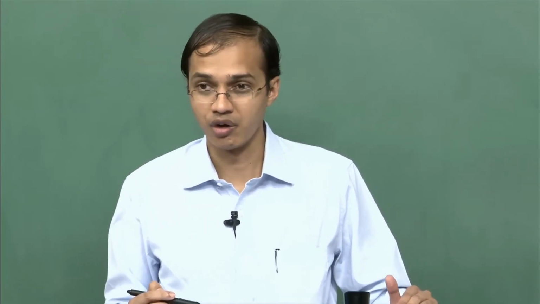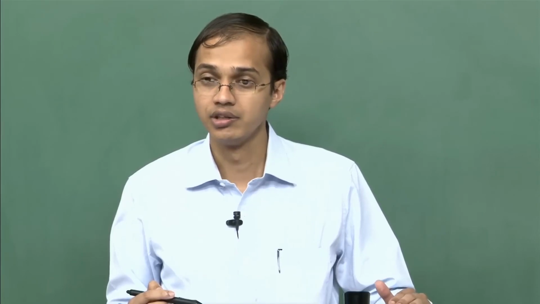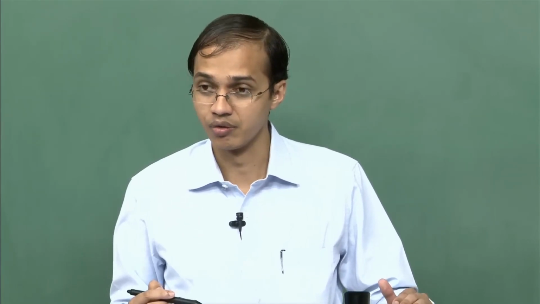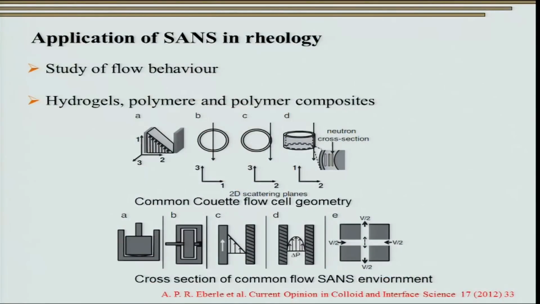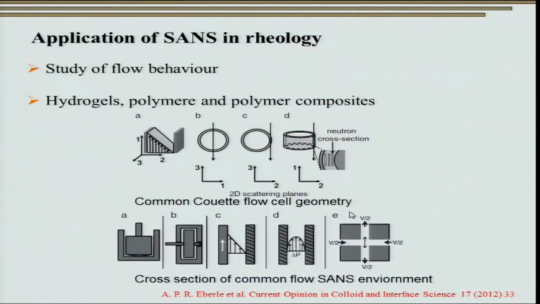So, if you remember, small angle X-ray scattering, or for that matter any X-ray scattering or diffraction experiment, is always limited by the penetration depth of X-rays. While if you want to study flow behavior of polymeric hydrogels, polymers, or polymer composites, polymer nanoclay composites, well, we have to apply stresses on it, or make the polymer flow. Now, how do we do that? Well, we need containers, and that is what has been shown over here: the common Couette flow cell geometry as well as the cross section of common flow cells which are used in the small angle neutron scattering environment.